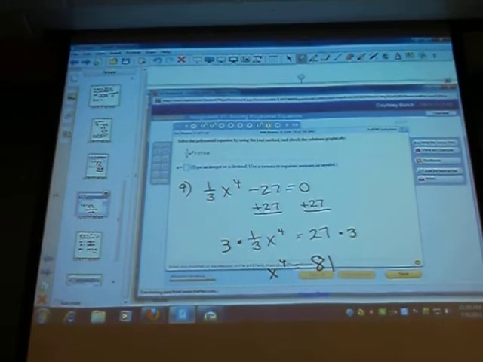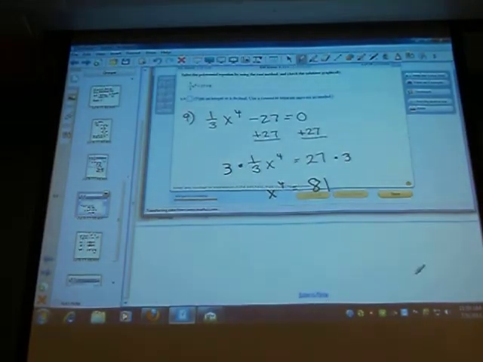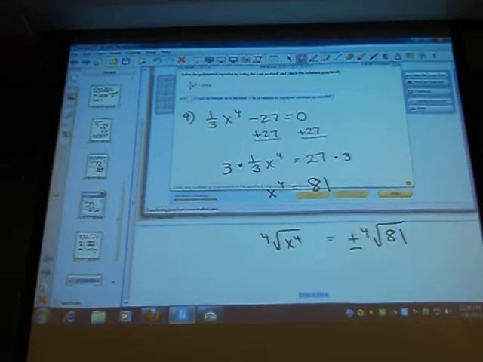How do I get rid of the x to the 4th? The 4th root. Well, the 3rd root is called the cube root. The 4th root is just the 4th root. Now, what do I need with the 4th root that I didn't need with the 3rd? Plus or minus, because it's even again.